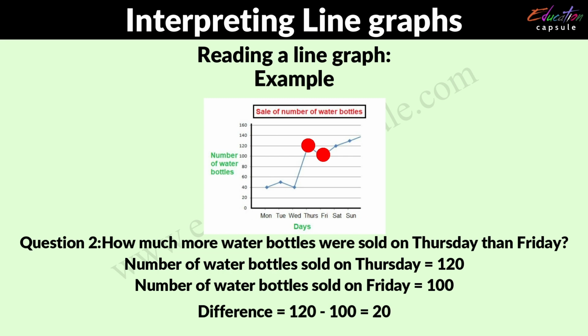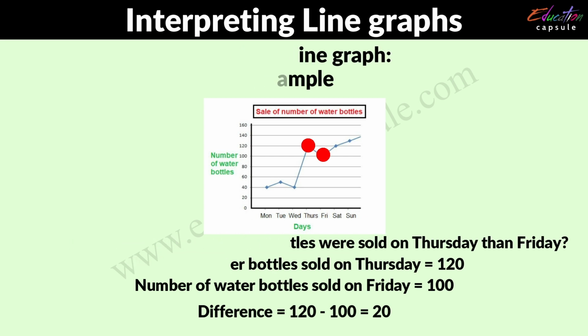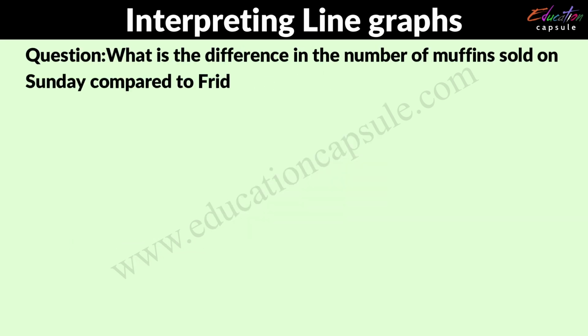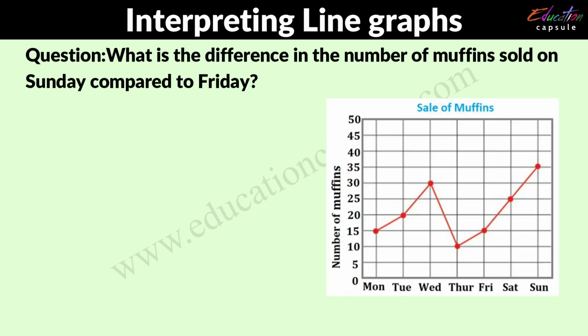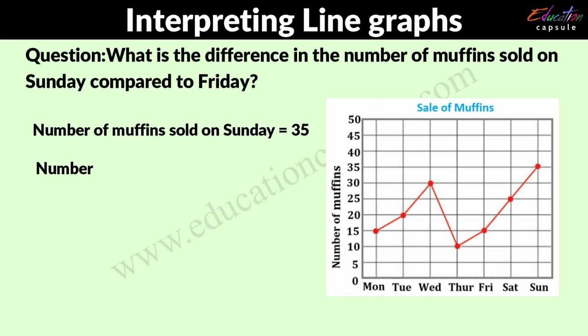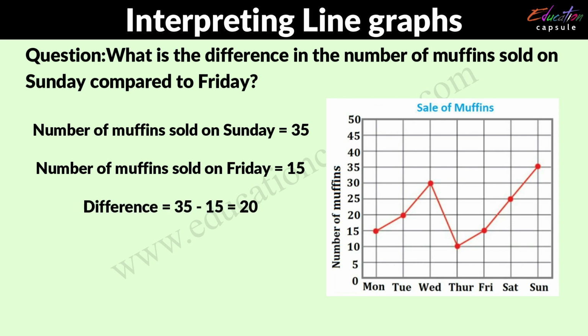Let's try a question. What is the difference in the number of muffins sold on Sunday compared to Friday? As from the graph we can see that number of muffins sold on Sunday are 35 and number of muffins sold on Friday are 15. The difference is 20. So we can say that 20 muffins more were sold on Sunday as compared to that of Friday.